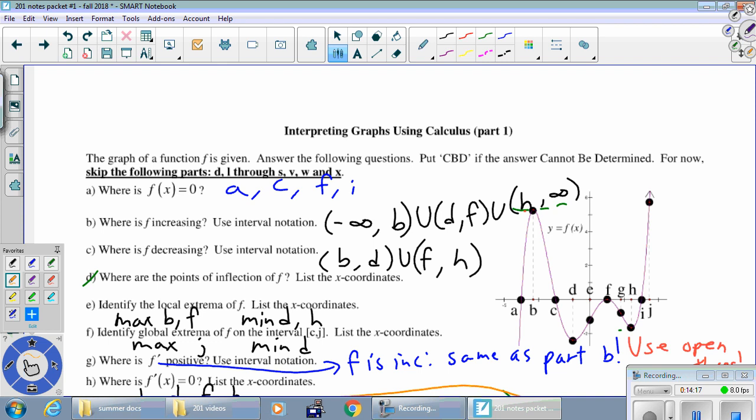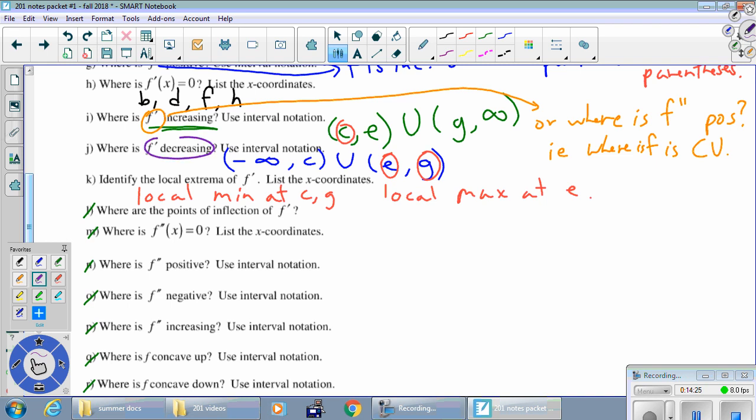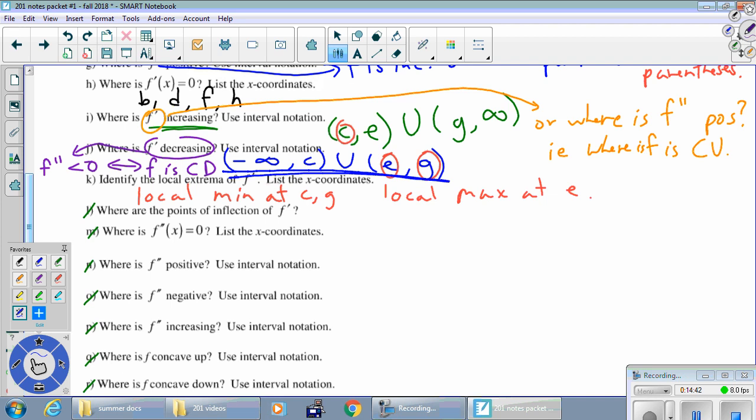Okay, so we're not going to do the next part, but it's the same deal. To say that f prime is decreasing really means that f prime, its derivative, the derivative of f prime is negative, which really means f is concave down. And so if you check the graph, you'll see that f is concave down exactly on these intervals.